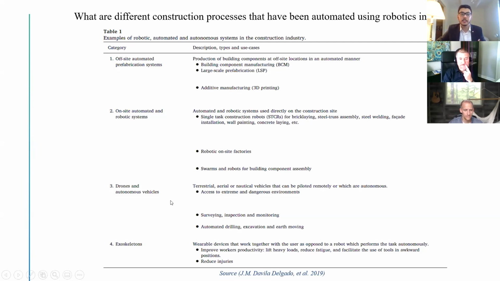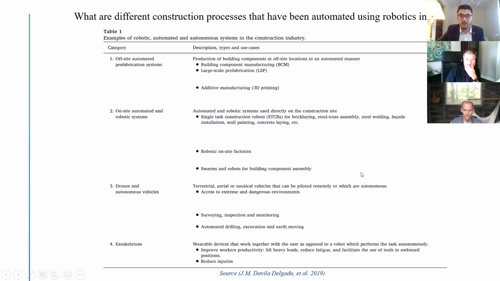The third category is kind of what we're interested in. This is the third that he talked about. And these were terrestrial, aerial, or nautical vehicles that can be piloted remotely or which are autonomous, with access to extreme and dangerous environments, surveying, inspection, and monitoring, basically our research, and automated drilling, excavation, and earth moving. Now we have excavation and earth moving trucks that are being automated currently in the industry as well.